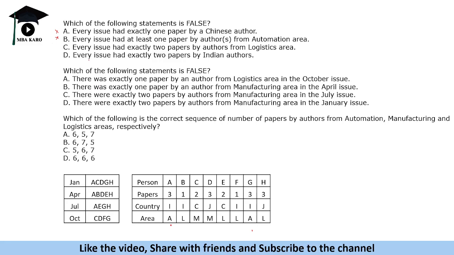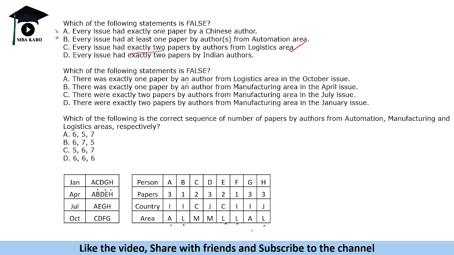Next is every issue had exactly two papers by authors from the logistic area. Logistic is B, E, F, H. We have to tell exactly two papers. Now this is not true, because in the previous question also we encountered that there are three people from logistics. It is saying exactly two. It did not say at least two. It is saying exactly two. So that is a wrong statement.